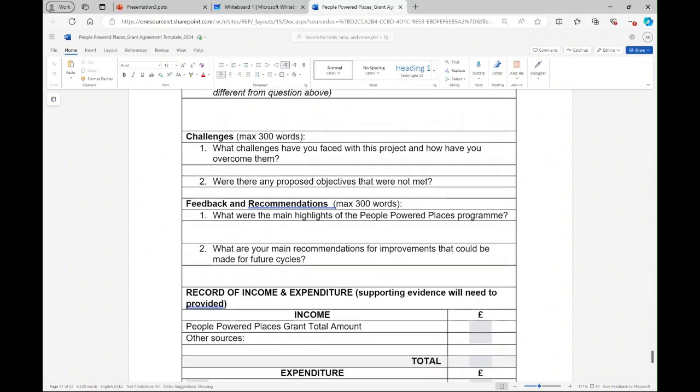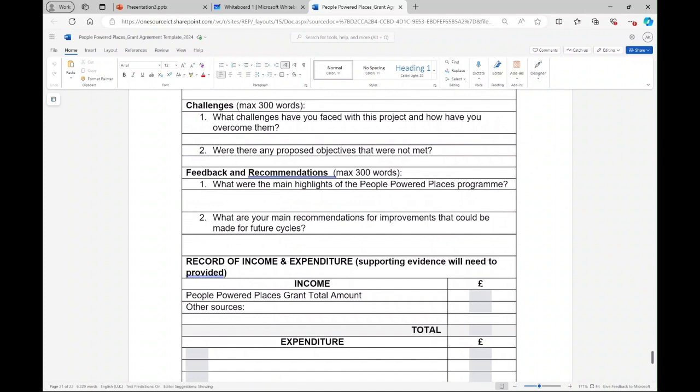What challenges have you faced with the project and how have you overcome them? This is really valuable learning, both for you and for us, so that if you were to carry on your project, you would know how to overcome these challenges, but also for us to be able to support ongoing projects or different projects that might face the same challenges. It's really useful to know.